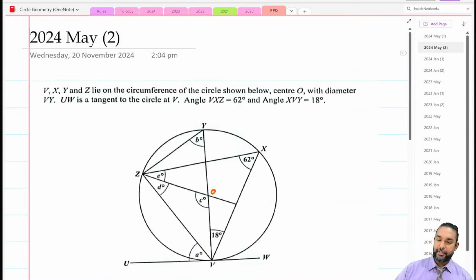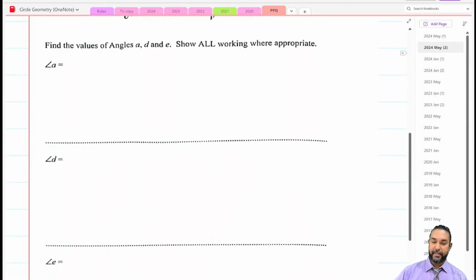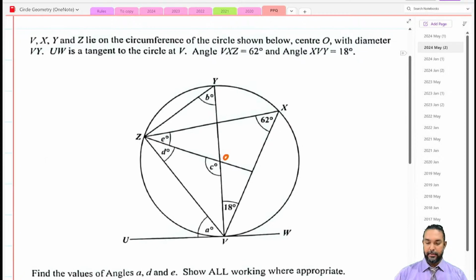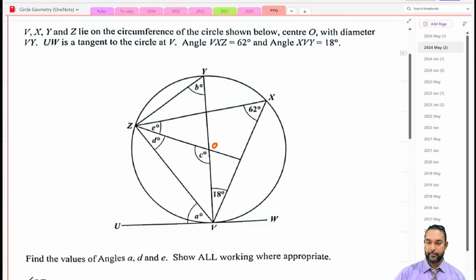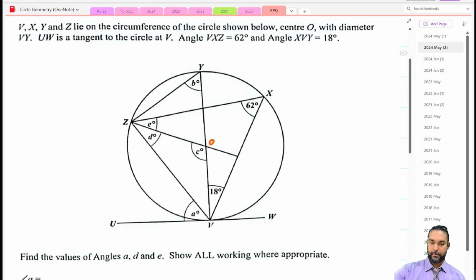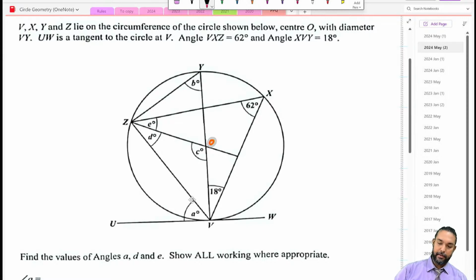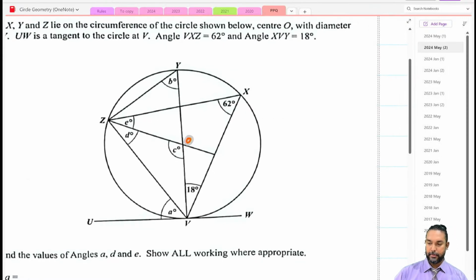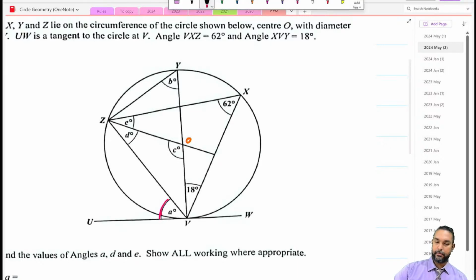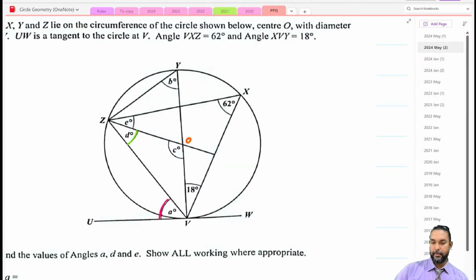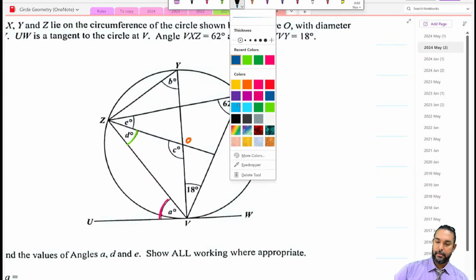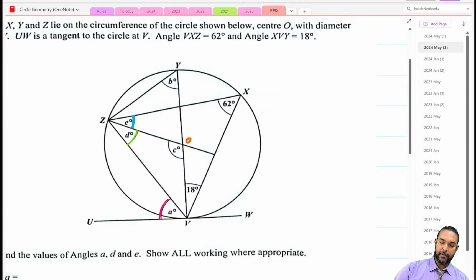That's okay. Right. So same diagram but different. So we have to find angles A, D, and E now. So let's zoom in here. So they want to find A, D, and E. All right. So angle A is here, the pink one. Angle D is here. And angle E is here. Right, so we have a pink, a blue, and a green.